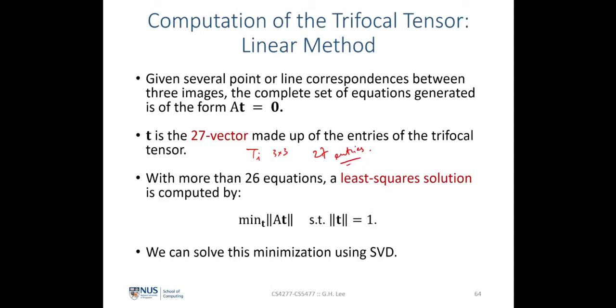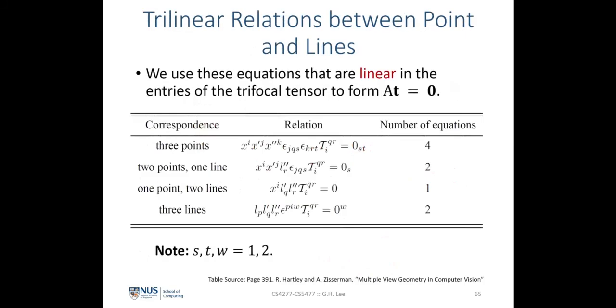Expressing it in the linear form like this, At equals 0, means that we need 26 or more equations to find the least squares solution that is computed by this equation, subject to the constraint that the norm of the trifocal tensor vector has to be equal to 1. We saw many times in the earlier lectures that this minimization can be solved using the singular value decomposition method. And here's a table of the linear equations from the incidence relationships that we have defined earlier on.